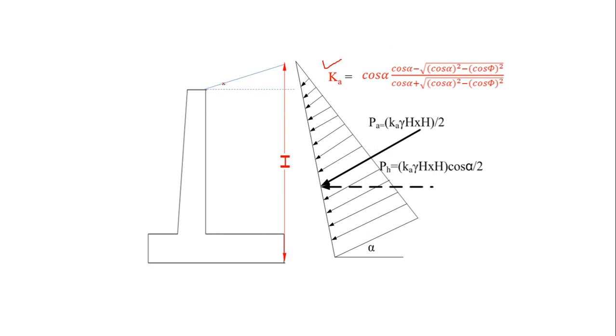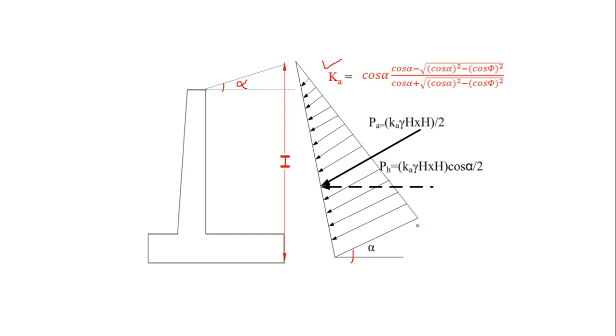When we have the inclined backfill, and that inclination is suppose alpha, then the value of K is cosine of alpha into bracket cosine of alpha minus square root of cosine of alpha square minus cosine of phi square, divided by cosine of alpha plus square root of cosine of alpha square minus cosine of phi square. The pressure distribution diagram is at an inclination of alpha, so we'll take that inclination.